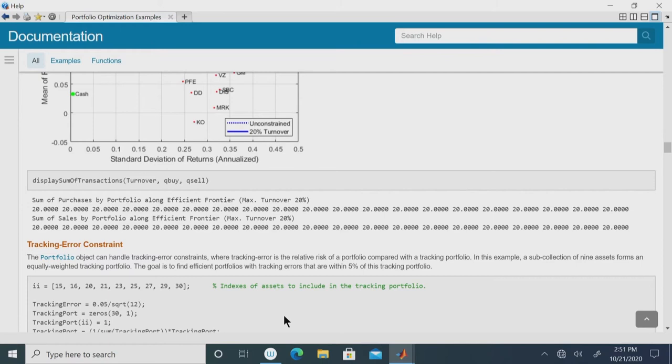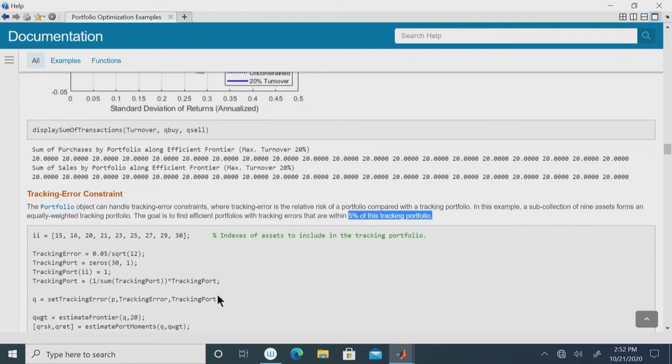And the goal is to find those efficient portfolios with tracking errors that are within 5% of the tracking portfolio. So, essentially it is some sort of controlling portfolio, and the efficient portfolio that you want is the one that is not too far from this tracking portfolio. And in this case, the specific example being considered here is that these errors are within the 5% limit of the tracking portfolio.